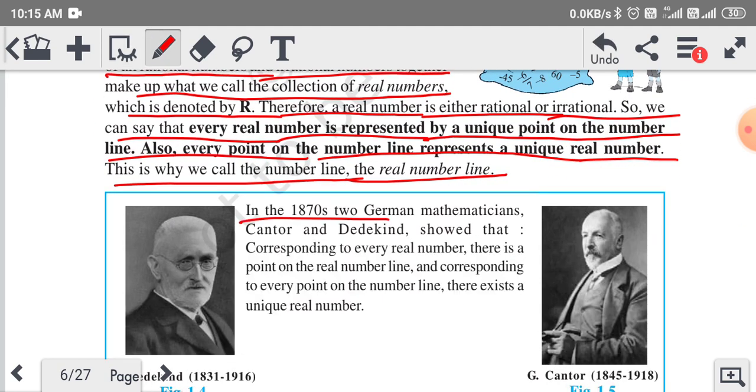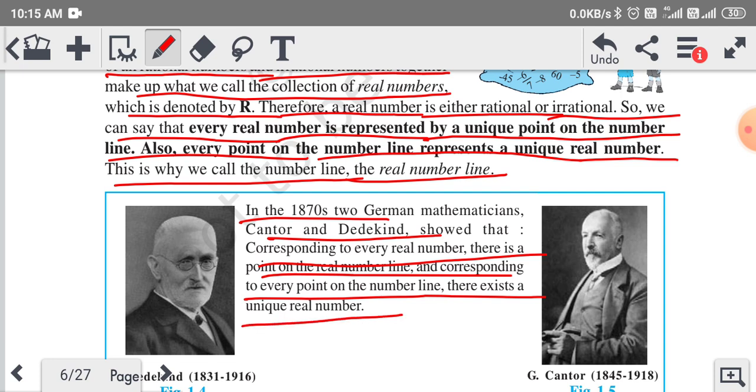In the 1870s, the two German mathematicians Cantor and Dedekind showed that corresponding to every real number there is a point on the real line, and corresponding to every point on the number line there exists a unique real number.